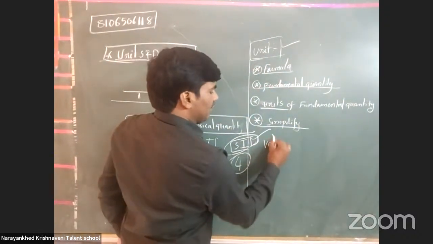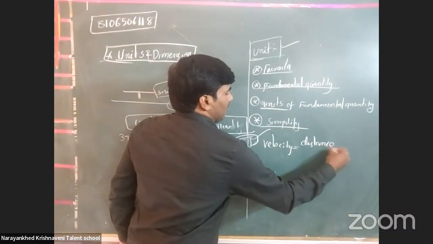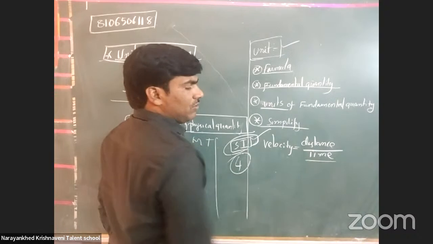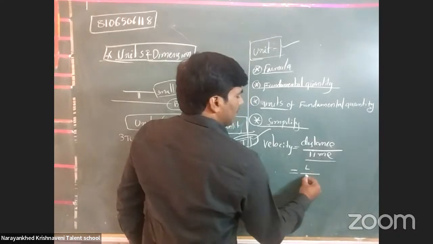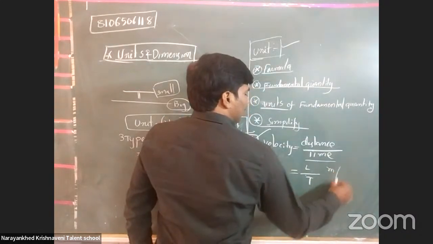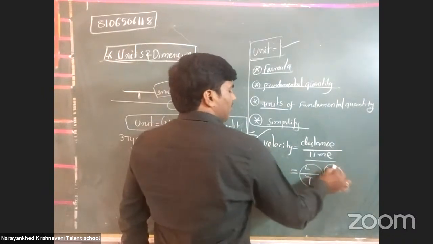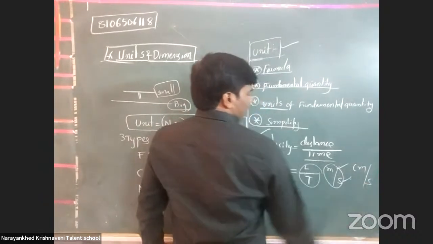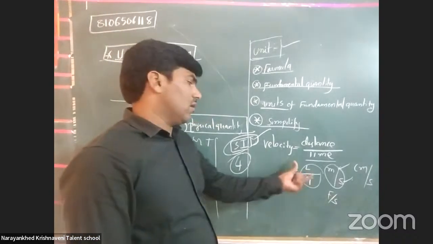Example, velocity. Velocity is taken as distance by time. This distance is a fundamental physical quantity, and time is also a fundamental physical quantity. The distance is taken as length, the time is taken as t. You know very well that in the MKS measurement, the distance unit is meter and the time unit is second. Suppose you take the CGS system, centimeter per second. Suppose you take the FPS system, foot per second. Like that you have to consider.